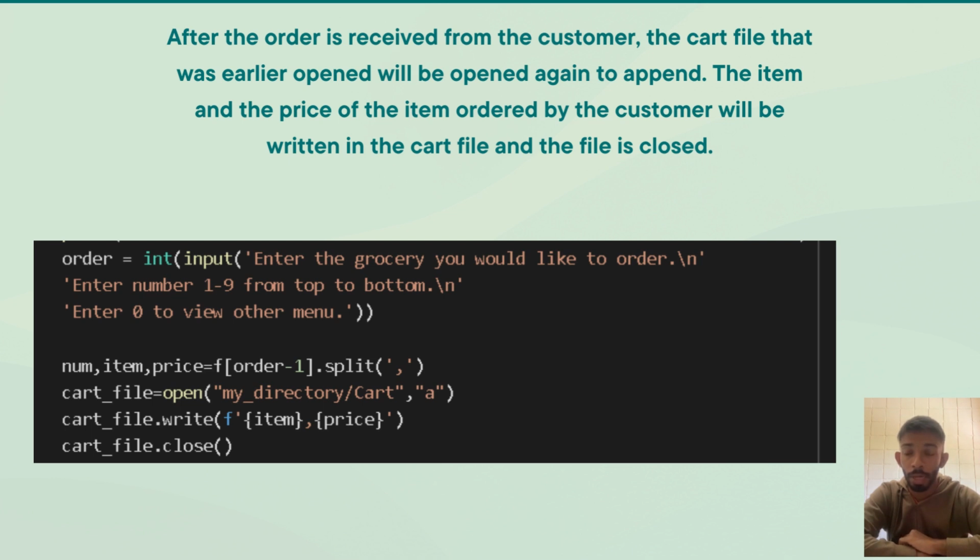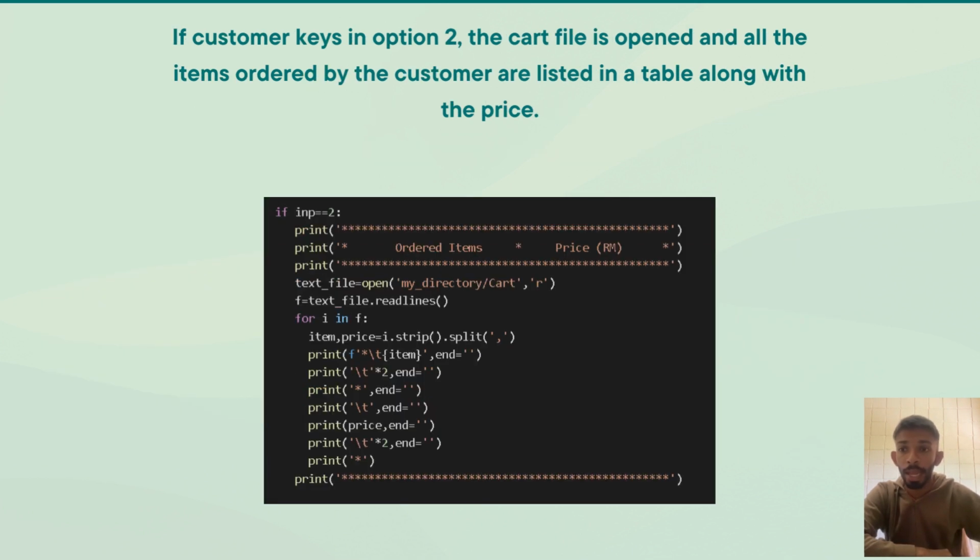After the customer keys in the order, we will open a cart file that was already opened earlier in the system to be written, and now it will be opened again to append. In the cart file, the item and the price of the item that the customer wants to order will be written and the cart file will be closed. This process will be repeated every time the menu is displayed and an order is keyed in by the customer.